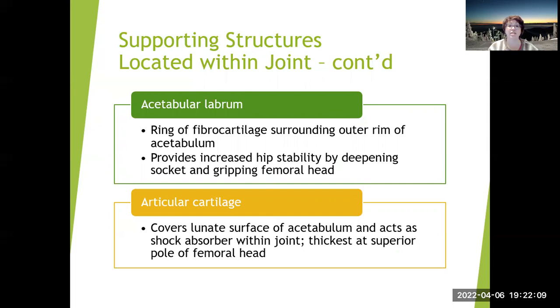The articular cartilage covers the lunate surface of the acetabulum, and if you recall from the osteology lecture, that's the upper surface, which is really the weight-bearing surface on the femur. It acts as a shock absorber within the joint. So it's thickest at the superior pole of the femoral head. And doesn't that make sense? Because that's where you're bearing your weight. Again, articular cartilage is affected with osteoarthritis and rheumatoid arthritis. Even though in rheumatoid arthritis, it tends to affect smaller joints more, that's not to say that it doesn't affect the large joints, but it also affects smaller joints.